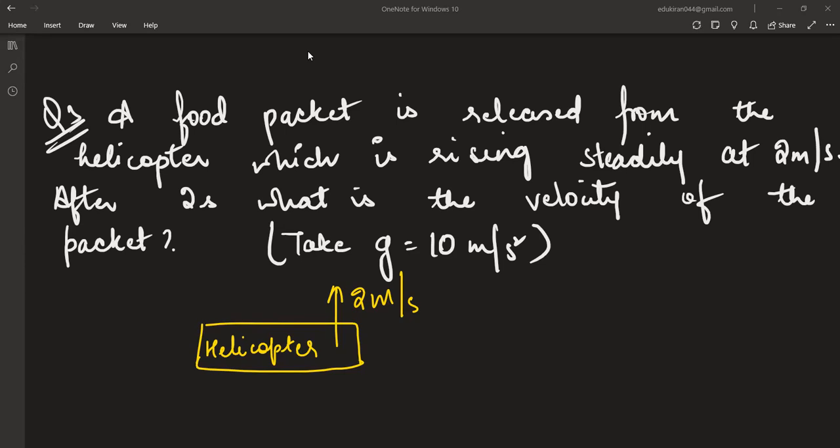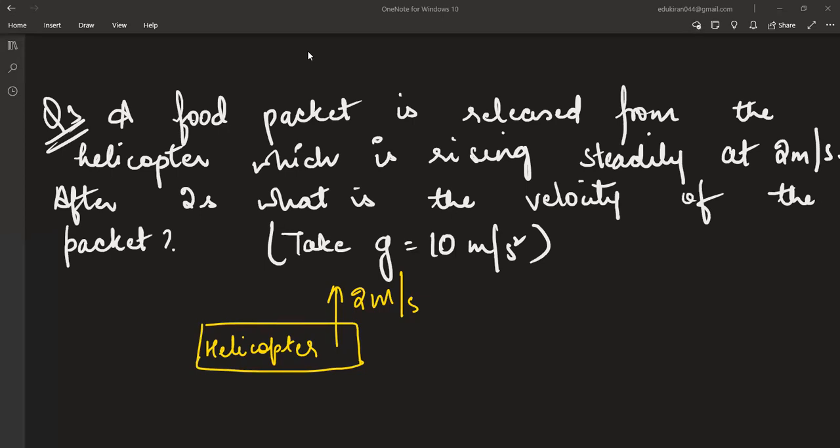Mariam, any answer? The helicopter is moving at 2 meters per second. Okay, just imagine a helicopter which is moving at 2 meters per second upwards. A food packet is thrown. So what should be the initial velocity of the food packet, when it has just begun to be thrown out?